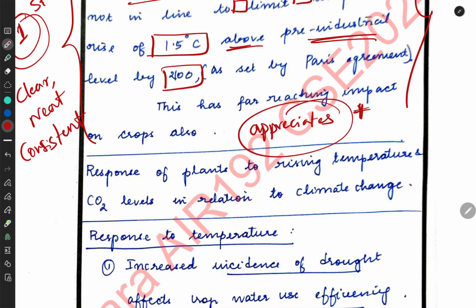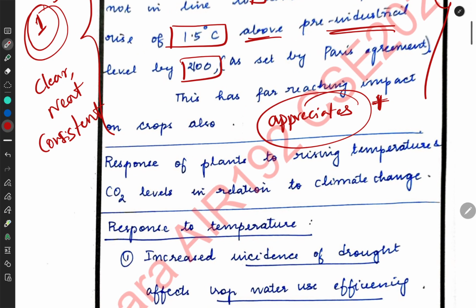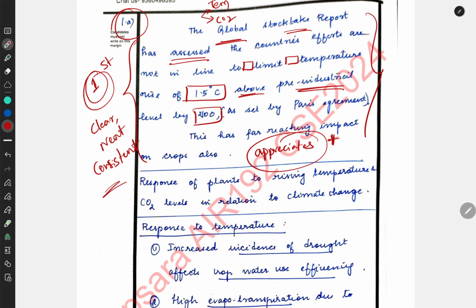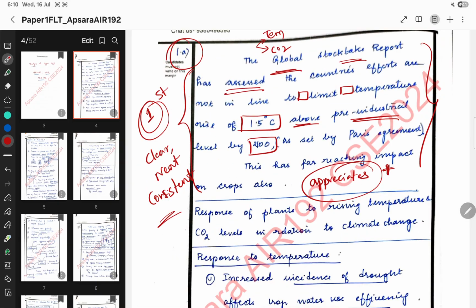They will definitely appreciate it even while evaluating your answer copies. As an evaluator in our institute, I am very much impressed by her handwriting and structure. This is the first point: you should have clear, neat and consistent handwriting. Got it? I'll show you the entire copy.